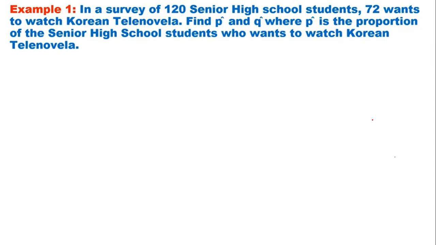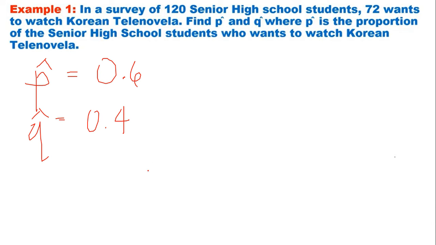That's all. Number two. In a survey of 120 senior high school students, 72 wants to watch Korean telenovela. Find the P hat and Q hat where P is the proportion of the senior high school students who wants to watch Korean telenovela. Answer. So what is the answer in number one? What is the P hat? 0.6. What is the Q hat? 0.4. That's all. Ano bang tinatanong dito? P and Q hat lang. So 0.6 and 0.4. So yung mga nanonood ng Korean telenovela is 60%. Yung ating hindi nanonood ng Korean telenovela senior high school is 40% or 0.4.